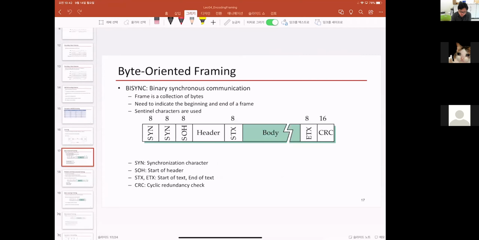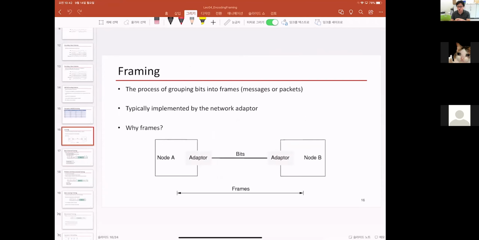Then we talked about framing. Why is framing important? Because a whole packet cannot be delivered in one frame. I have to fragment it into smaller pieces. Whenever I lose one frame, I can recover that targeted frame again.